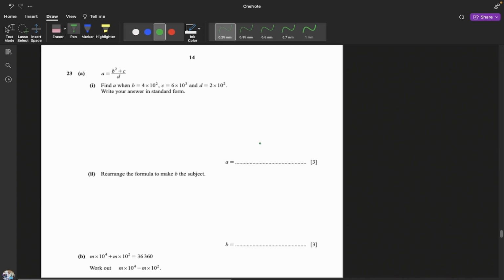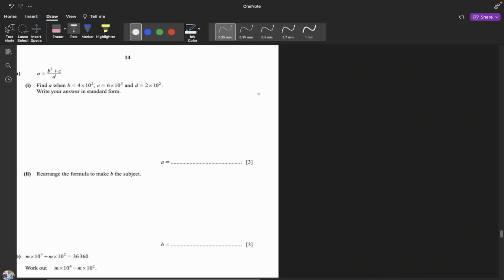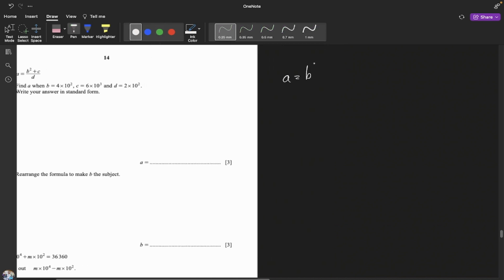Next one, A equals to b square plus c over d. Find A when b equals 4 times 10 to the power of 2, c is 6 times 10 to the power of 3, and d is this much, and the answer should be in standard form. B square is 4 into 10 to the power of 2, addition, c is 6 into 10 to the power of 3 divided by 2 into 10 to the power of 2. Here it's addition.